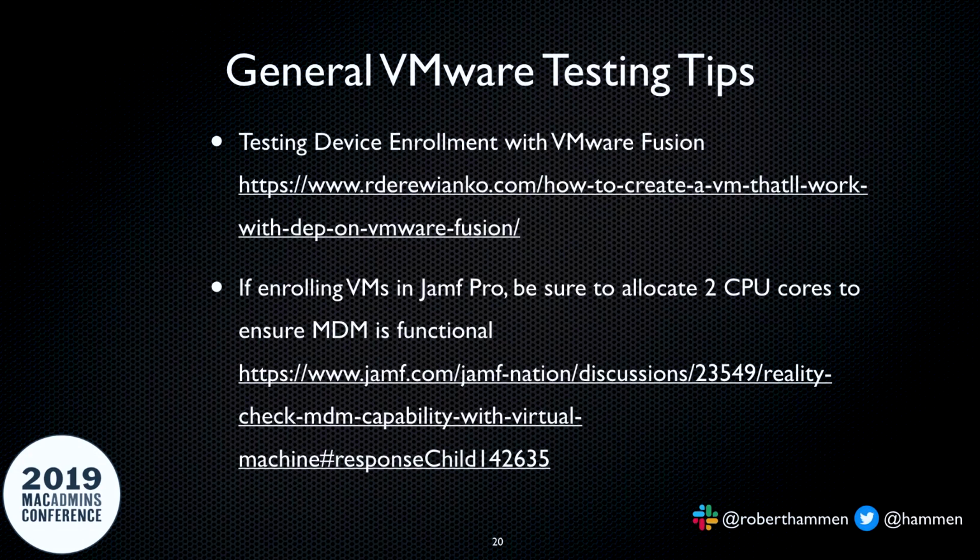Fusion, you will need to make a couple of configuration changes to reflect the board ID and have a serial number of a machine that's in your device enrollment program. And if you're creating a VM that you want to enroll in Jamf Pro, this is a little known tip. When you create that VM in VMware Fusion, by default it'll only assign a single processor core, and Jamf's MDM won't work with that. You need to assign 2.